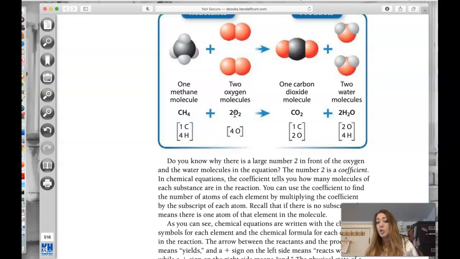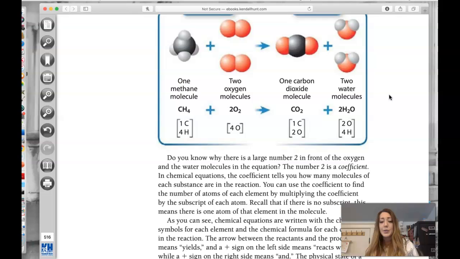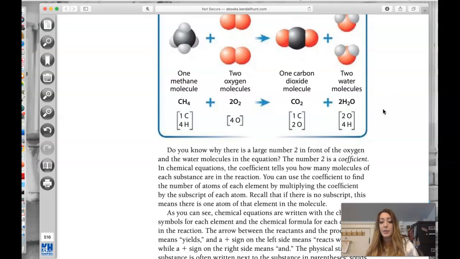So I've got a large number 2 to show that there are 2 oxygen molecules. And in each oxygen molecule, there's 2 oxygen atoms. So 2 times 2 is 4 total oxygens. Just like my coefficient here, the 2 shows that I've got 2 water molecules, right? As you can see, chemical equations are written with chemical symbols for each element, and then a chemical formula for each compound in the reaction.